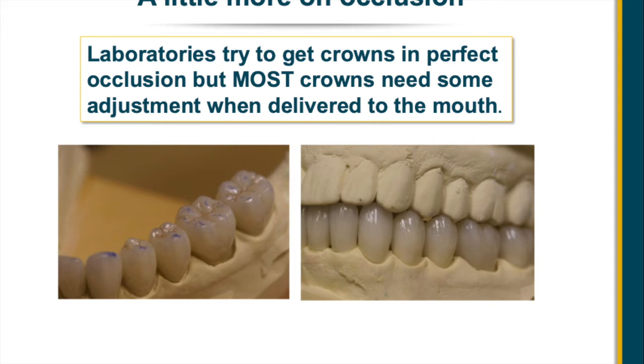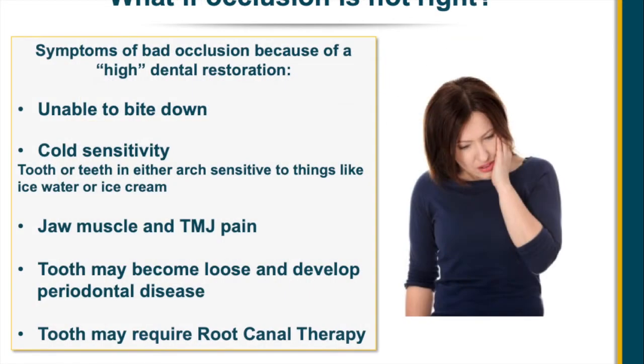Some more on occlusion. Laboratories try to get crowns perfect. That's the idea. But human hair is 3/1000ths of an inch thick, and if this crown is even off by 1/1000th of an inch, the patient will know it. So that's virtually impossible for a lab to get a crown perfect every single time. Most crowns need some adjustment when they're delivered to the patient.